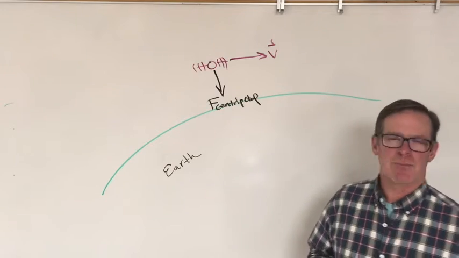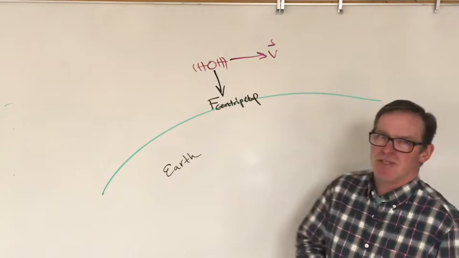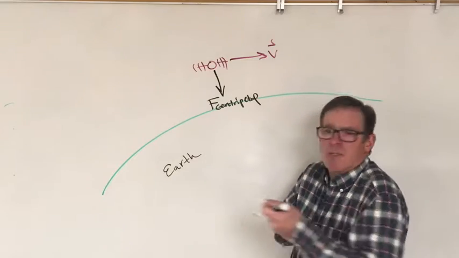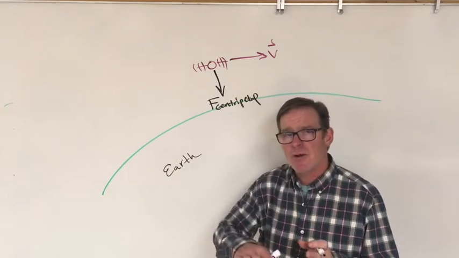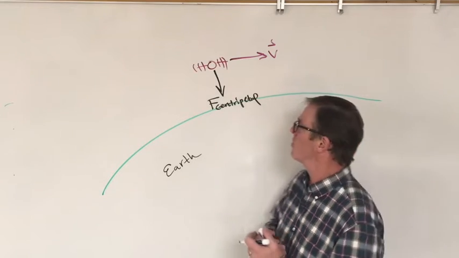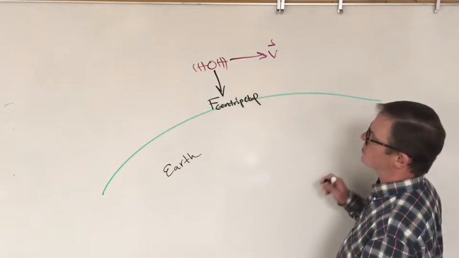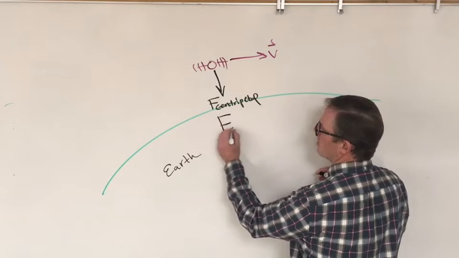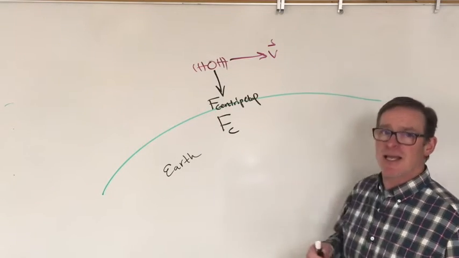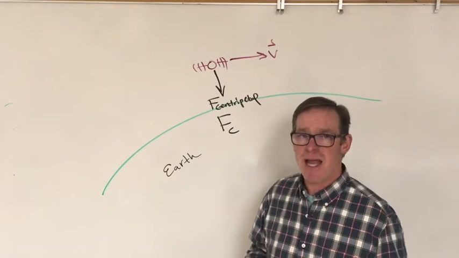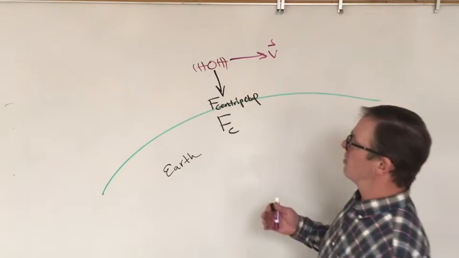What provides that centripetal force? We've seen balls on strings where the string is pulling toward the center. We've seen problems with cars going around a curve where friction provides the centripetal force. But what provides this centripetal force that I'm going to call Fc? Well, in the case of an orbiting satellite, it's the gravitational force of attraction of the Earth.